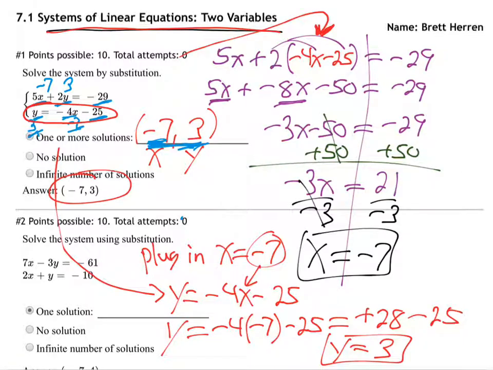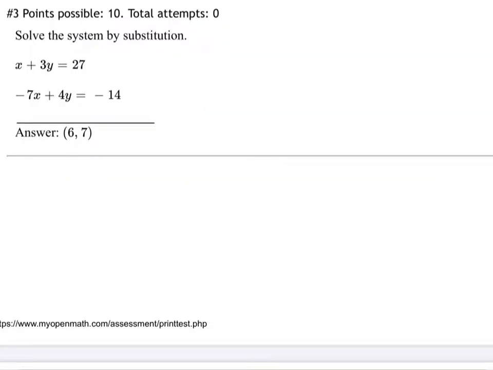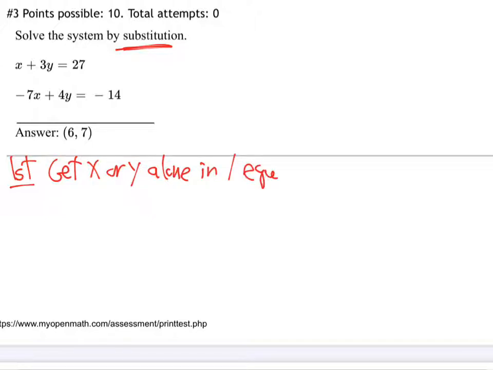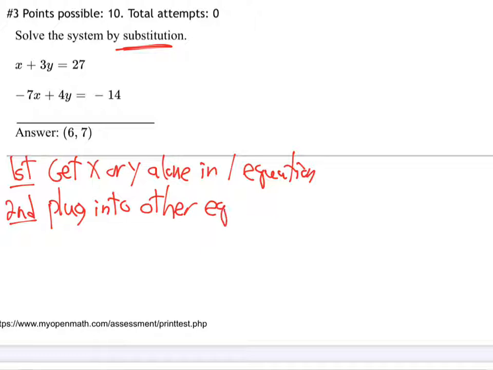Let's go to number 3 here. So on number 3, they're wanting me to solve these two equations, again, by substitution. So remember what you do first. First, get x or y alone in one equation, and then second, plug into the other equation.